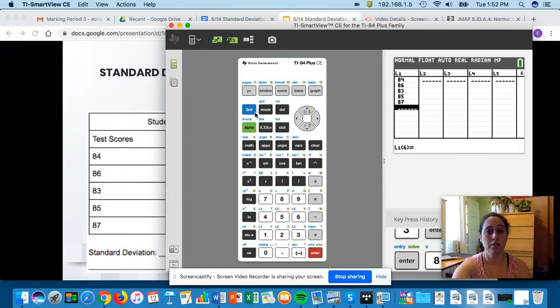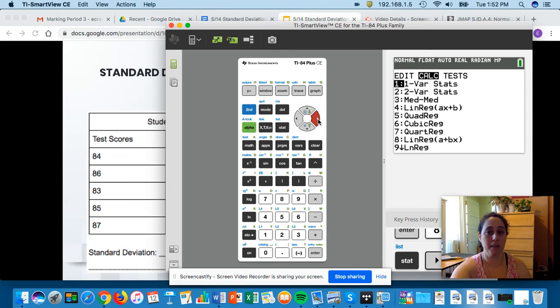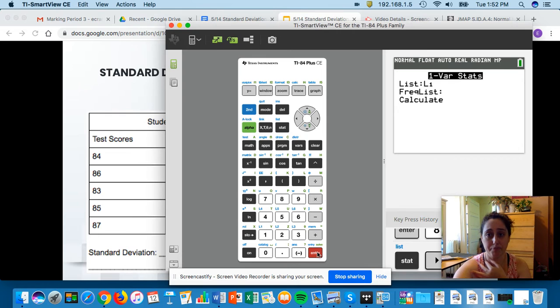Now I'm going to hit stat again. And this time I want to calculate. I want to know, well, what is the average? What is the standard deviation? So I'm going to go over to calc. I need to hit this little arrow button. One variable stats. And it's this one variable because I'm only talking about X values, I'm only talking about these test scores. Okay. So I'm going to calculate that. I'm going to press enter, enter, enter, calculate.